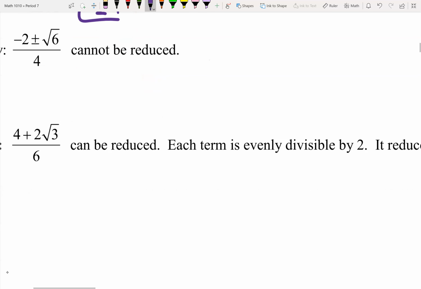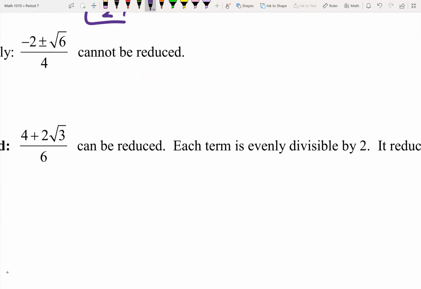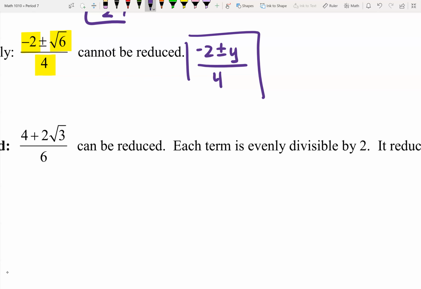Okay, everybody, look at this guy right here. How many people in that picture? 3 people. Look right here, guys. Person, person, person. I want your brain to see this. Everybody write it down: -2 plus or minus square root of y over 4. I bet just about everybody can answer this question.